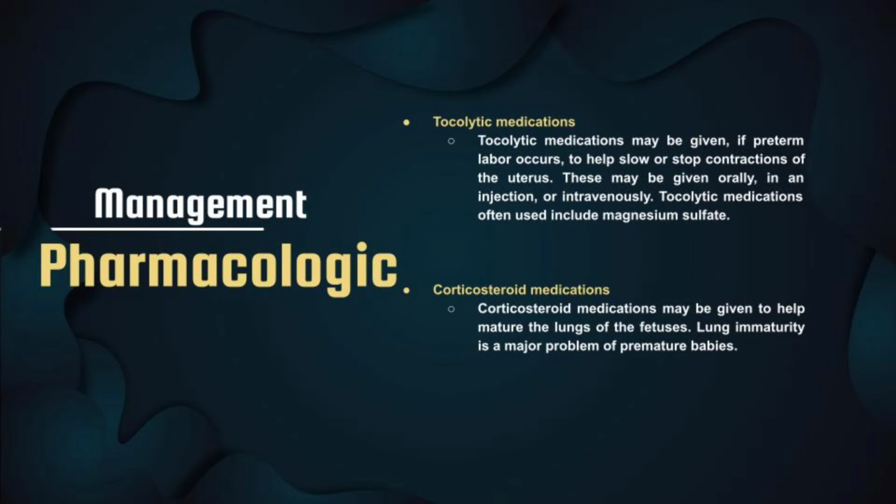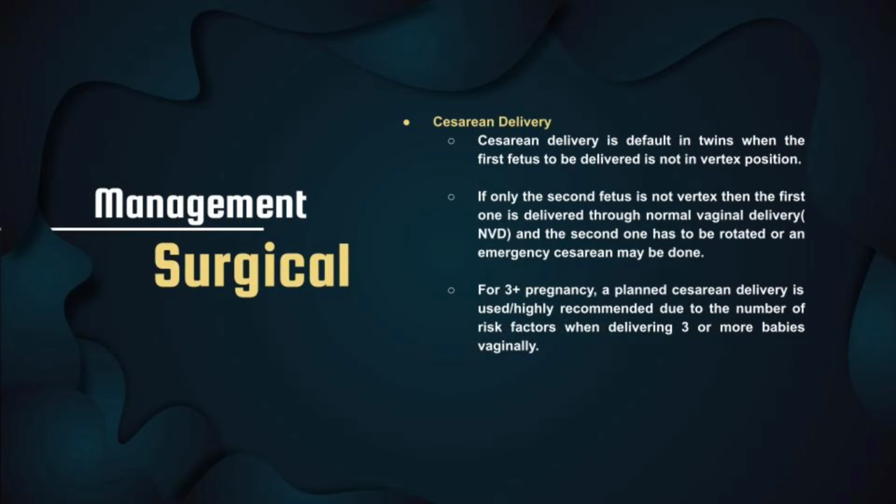So, tocolytic medications may be given if preterm labor occurs to help slow or stop contractions of the uterus. This may be given orally, in an injection, or intravenously. Tocolytic medications often used include magnesium sulfate. Also, corticosteroid medications may be given to help mature the lungs of the fetuses. Lung immaturity is a major problem of premature babies.